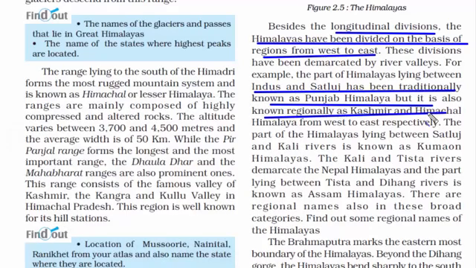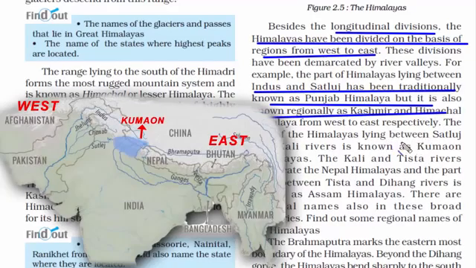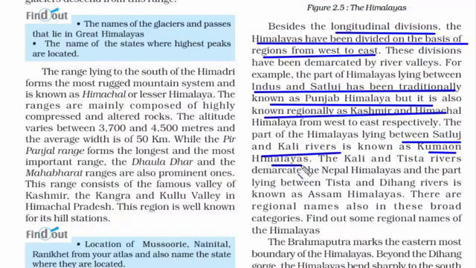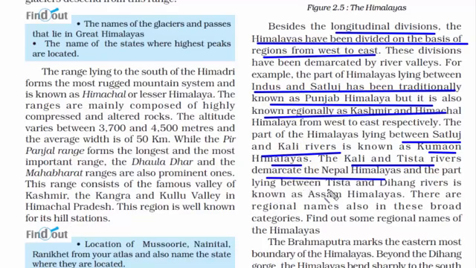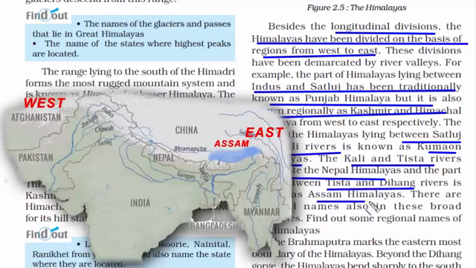And then as you move towards the right hand side, that is in between Satluj river and Kali river, this place is called Kumaon Himalayas. And as you go further towards the right hand side, the Kali and Tista rivers demarcate the Nepal Himalayas. And then there is another part which lies in between Tista and Dihang rivers. This part is known as Assam Himalayas.